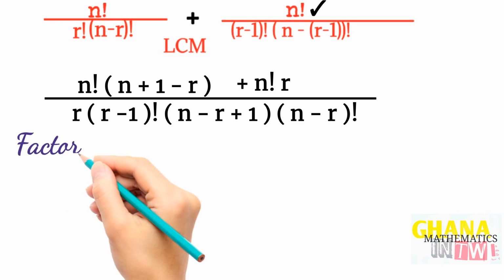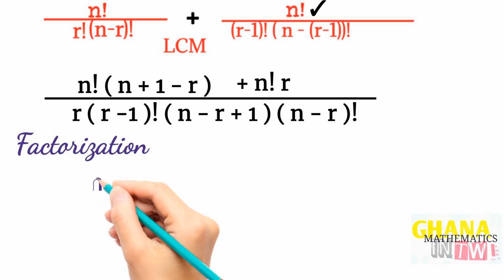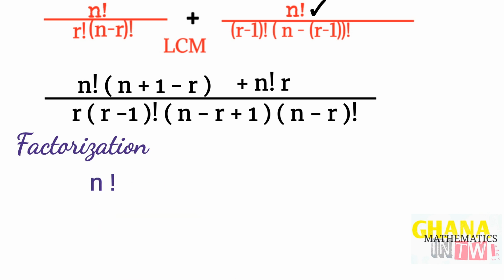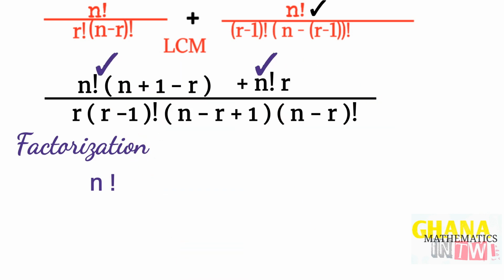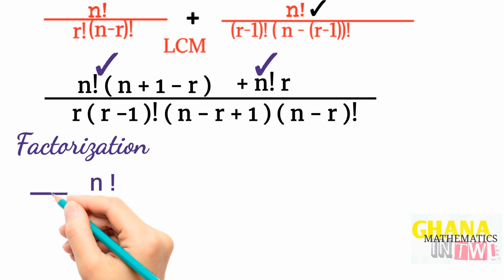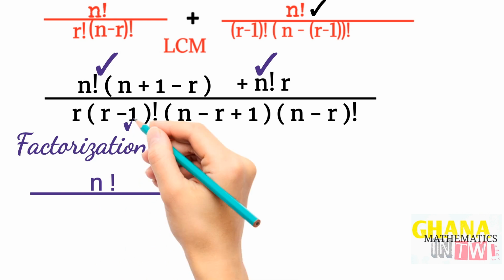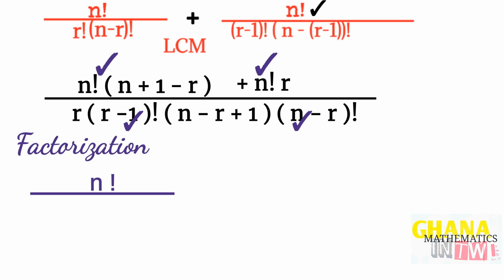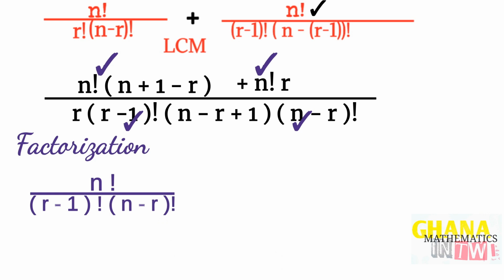Please, the main problem is the LCM. So please check it again. You understand the reason why we have r into brackets r minus 1 factorial, and n minus r plus 1 and n minus r factorial. So if we factorize, n factorial comes out because it is common between the terms. And if I factorize, r minus 1 factorial comes out, and n minus r factorial also comes out.